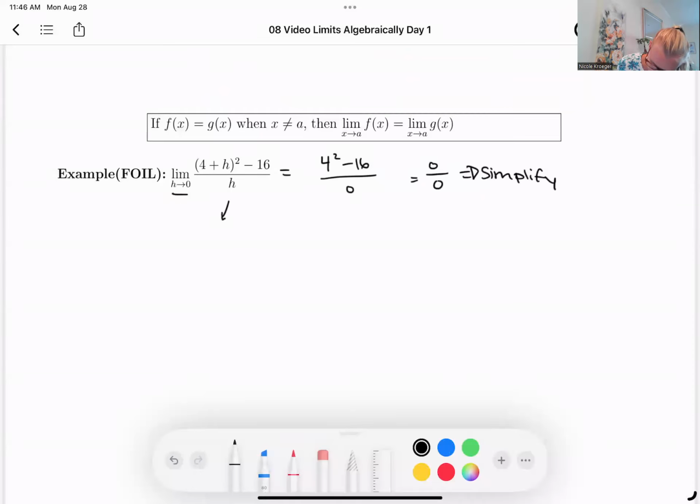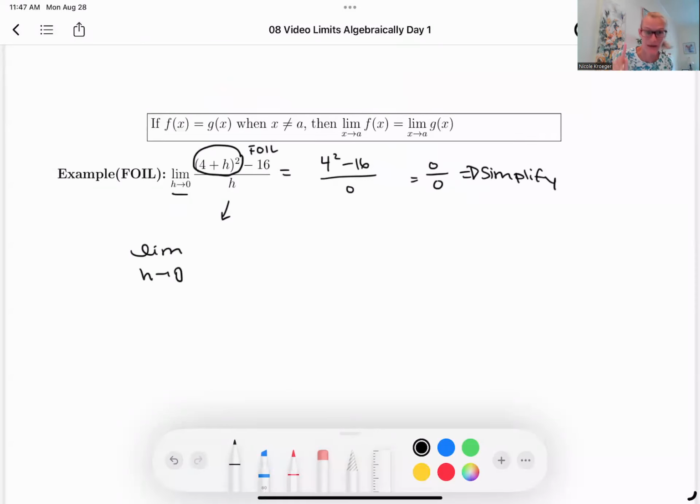Okay, so I'm going to go back to my original expression. It doesn't really look like I can factor super nicely here, although if you're creative enough, you could actually factor this. But to me, it looks like I could probably expand that numerator a little bit. There's nothing in the denominator that can be simplified. It's just a plain old h, so I have to do my simplification in the numerator. So let's FOIL this out.